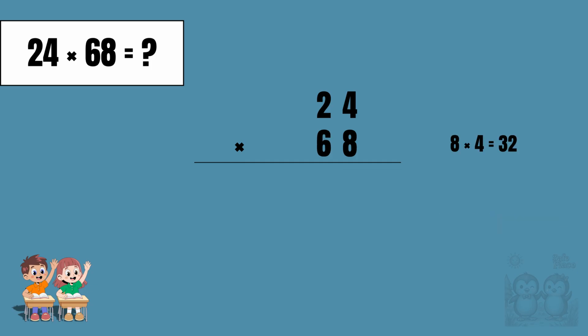So let's start calculating. We begin with 8 times 4. The result is 32. We write down a 2 and carry the 3 to the 10's place. Don't forget to keep it in mind.